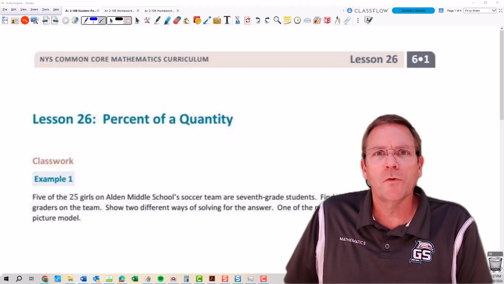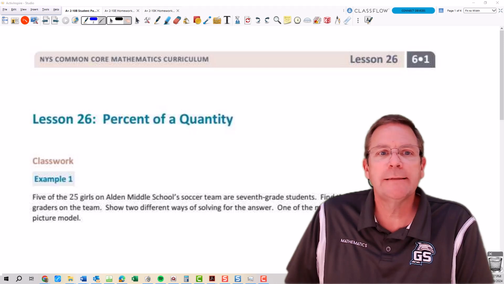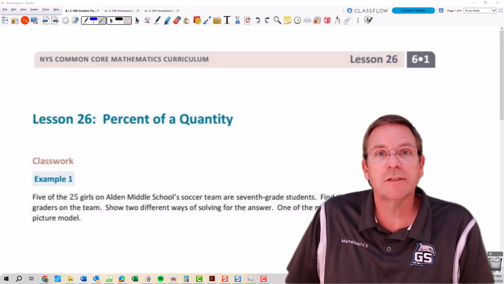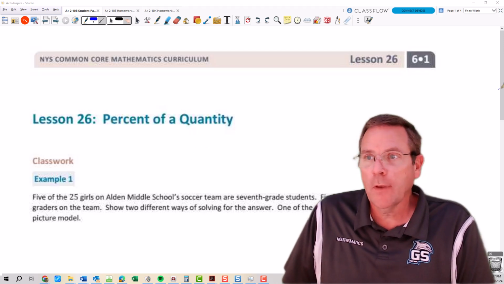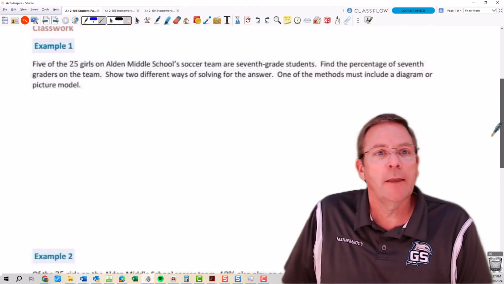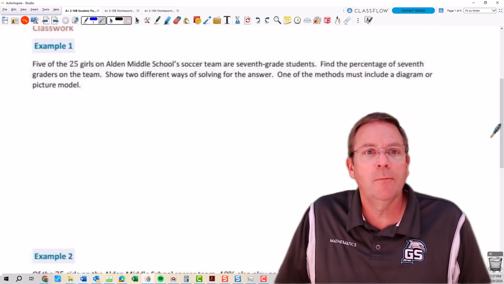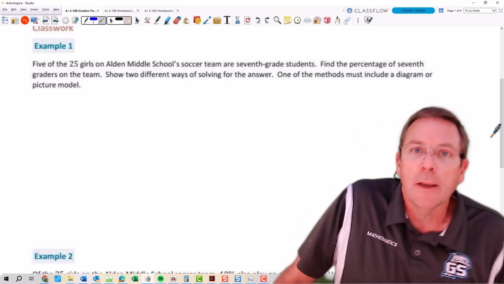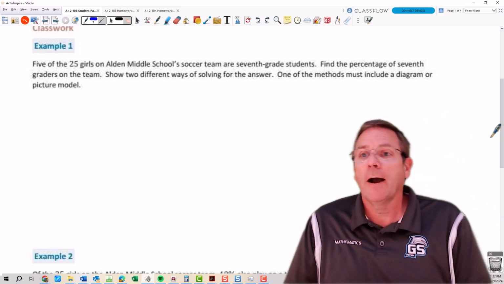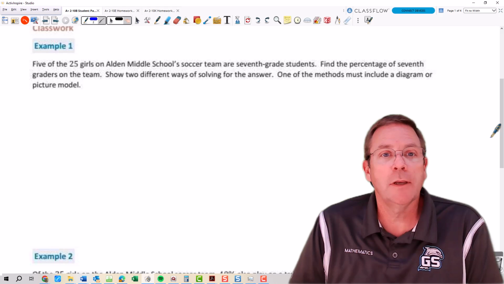Today is going to be the first day of a 2-day lesson we're going to be doing on Module 2, Lesson 10, where we're going to be working with percents. For the first example they give us, they say that 5 of the 25 girls at Aden Middle School's soccer team are 7th graders. Find a percentage of 7th graders on the team.